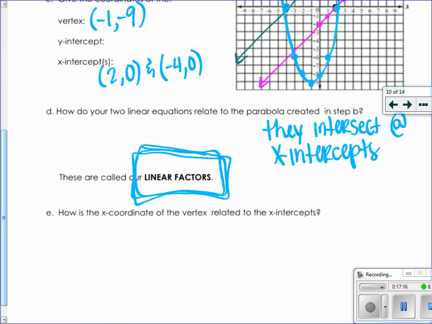Okay. I've asked y'all this question for part E at least 3 times today. Now let's write it down. How is the x-coordinate of the vertex related to the x-intercepts? How are the x-intercepts related to the x-coordinate of the vertex? It's in the middle. It's right in between.